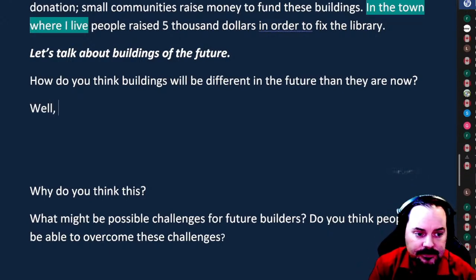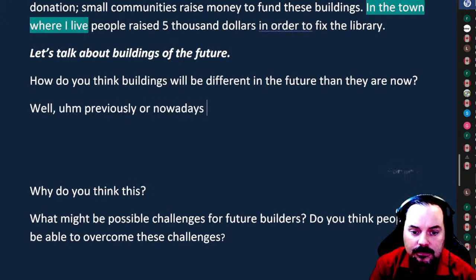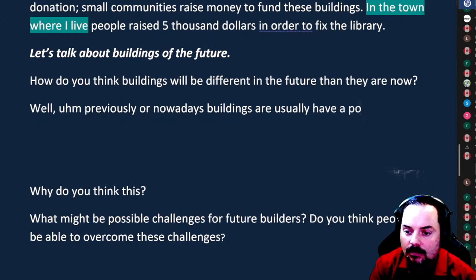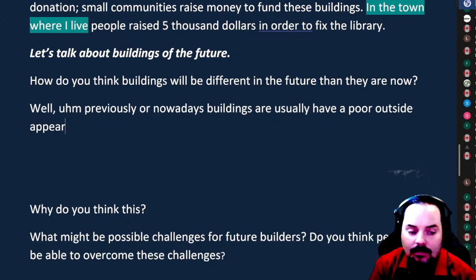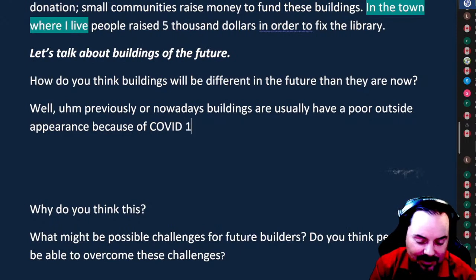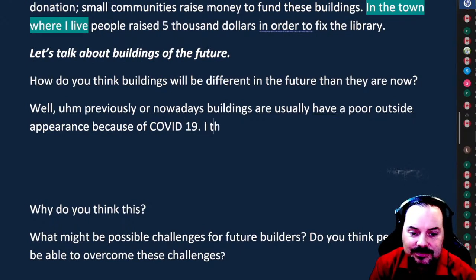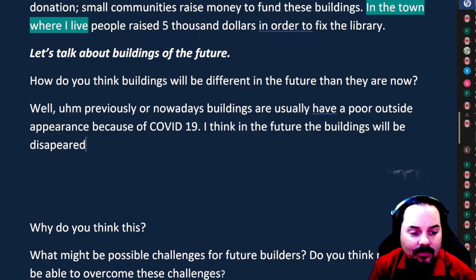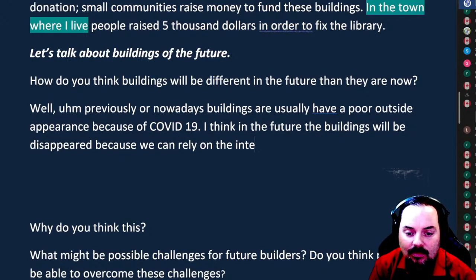Well, previously or nowadays, the buildings are usually weather-beaten and have a poor outside appearance because of COVID-19, so there is a lack of funds to maintain them. But I think in the future, the buildings will disappear because we can rely on the information on the internet. So lots of the education opportunities or work can be solved by technology.